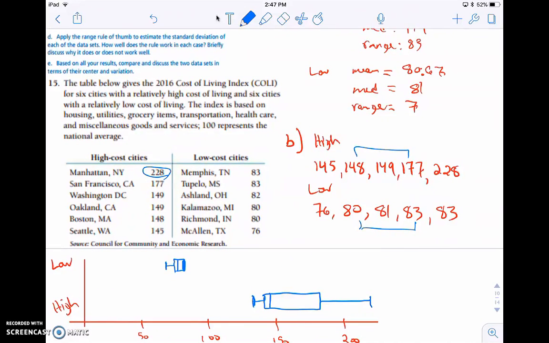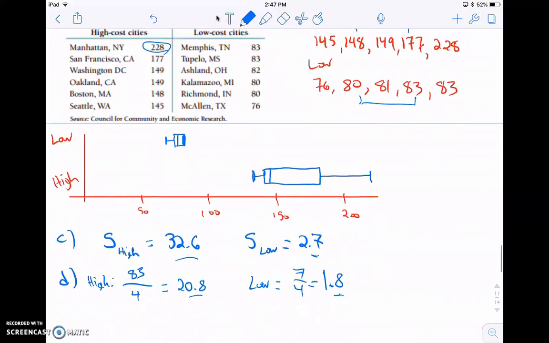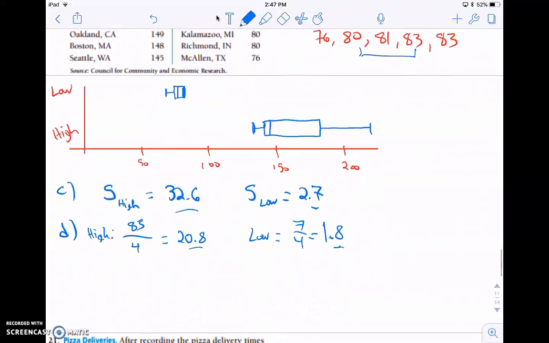And so again, we've talked a lot about, as far as part E, some of the differences and things that we see here. But the biggest thing is that the high cost cities have much more variance. We can see that in the box plot. We can see it in the standard deviations. We can see it in the range, and all of those work together.